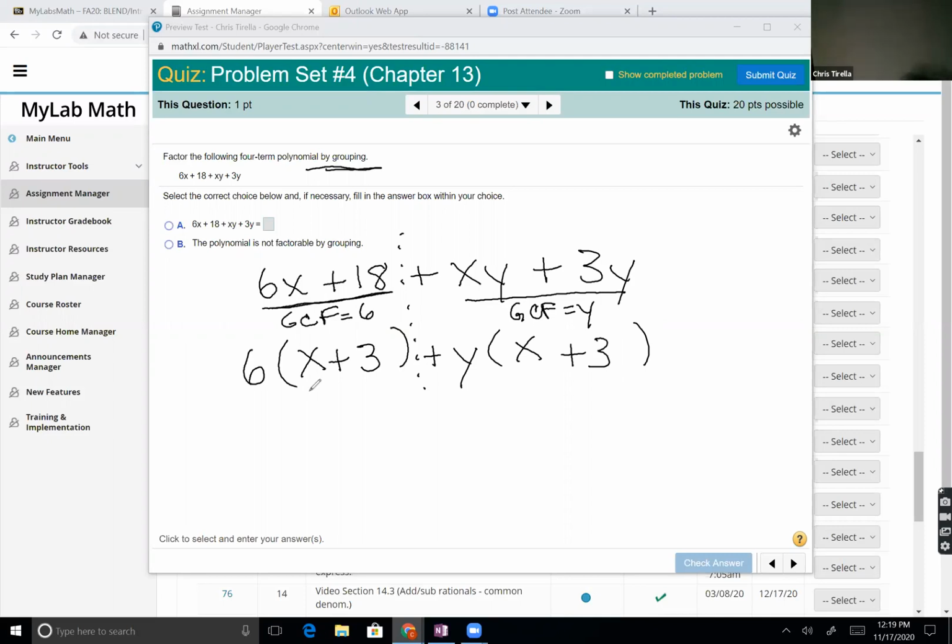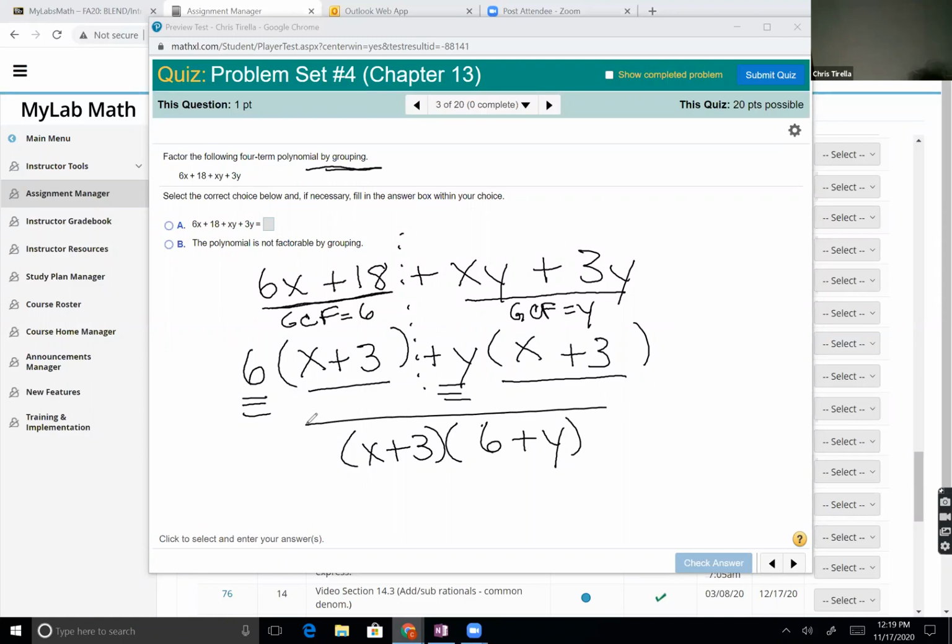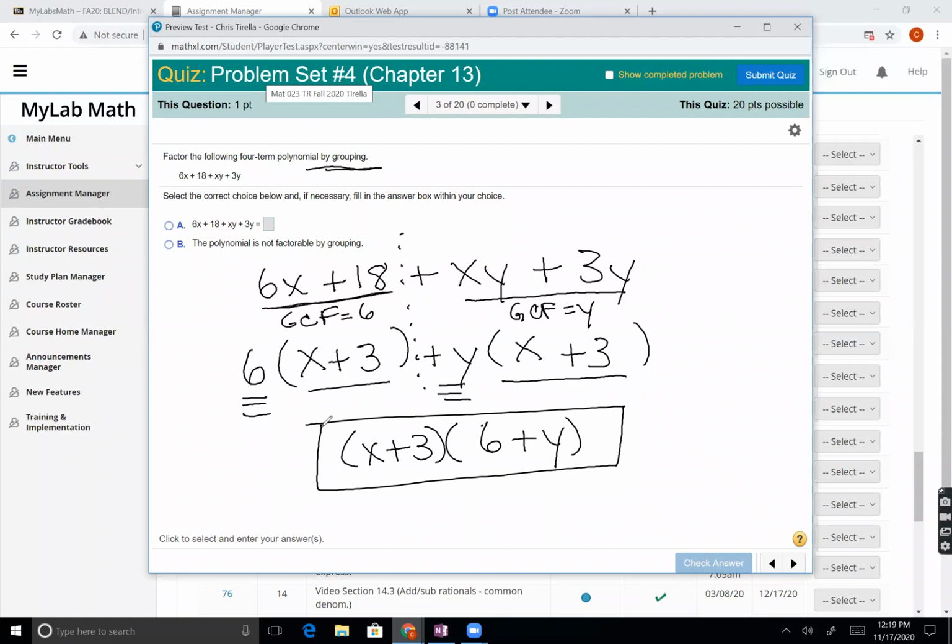What do the two sides have in common? Don't they have in common x plus 3? And when I take away the x plus 3, wouldn't I be left with 6 plus y? And so that's my factored form. I like factoring by grouping. I think it's kind of fun because when you get to this point where the two things look the same, you know you did something right. We all right with this one, folks? Yep. Great.